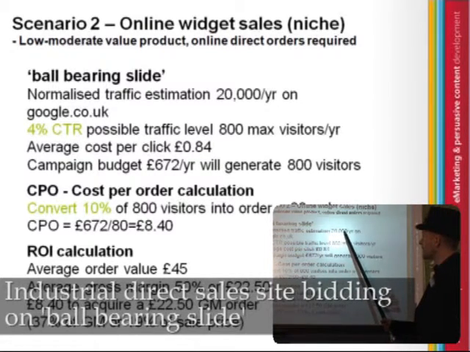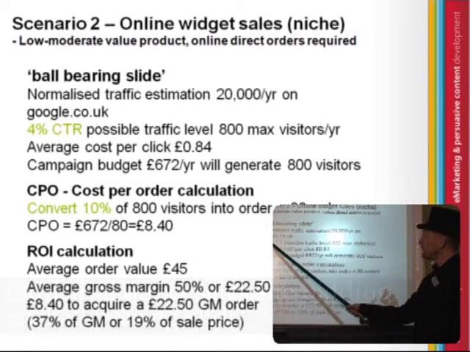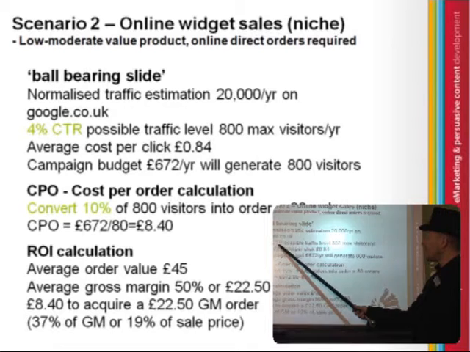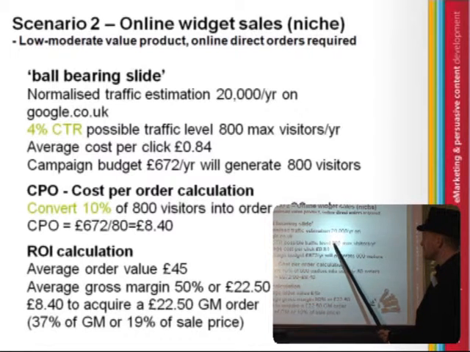Instead of 250,000, now we've got 20,000 a year. 4% click-through rate, which is what this business actually performs at. It's possible to get 800 of those. In other words, there's 20,000 searches. If you get 4% of 20,000 searches, your advert appears 20,000 times, 4% of the time people click on it, you will get 800 visitors from Google AdWords. Your average cost per click is 84 pence. Your campaign budget is £672 a year to get all 800.